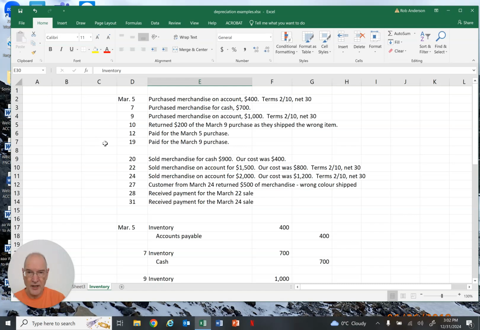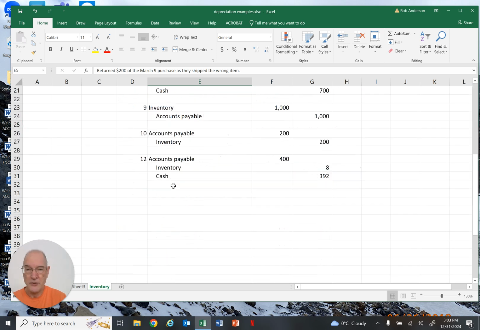Okay, now let's look at March 19. Paid for the March 9 purchase. Now, the March 9 purchase was $1,000. And keep in mind, check for returns. We returned 200 of this on March 10. But in terms of days, March 9 plus 10 days is March 19. So we have until March 19 to take the discount, which we will do. However, keep in mind also, you cannot have a discount on the merchandise you returned. You only owe $800 to these people.